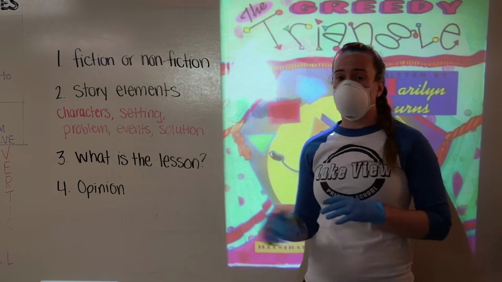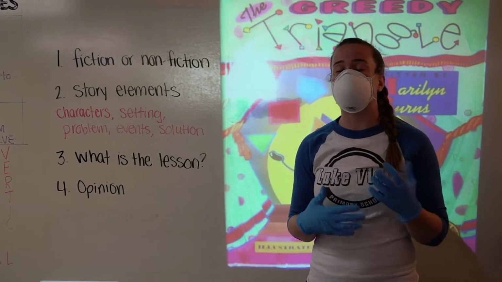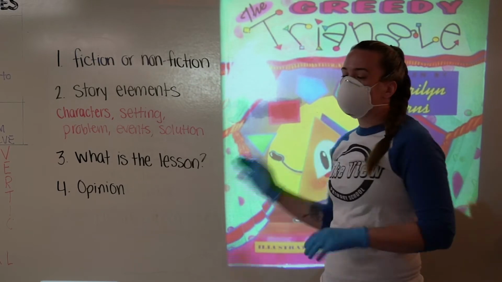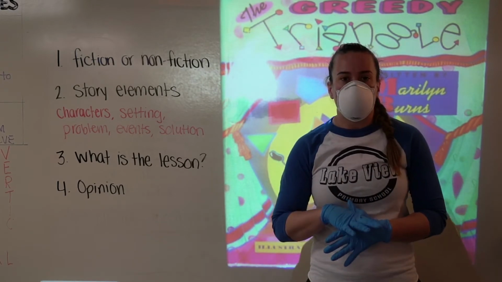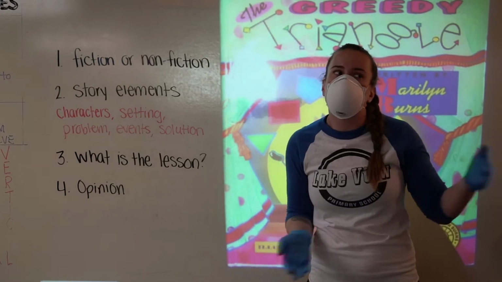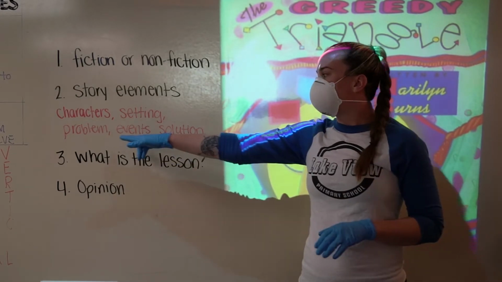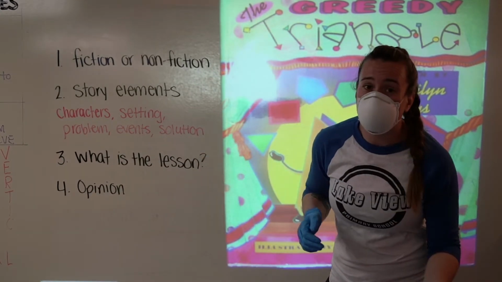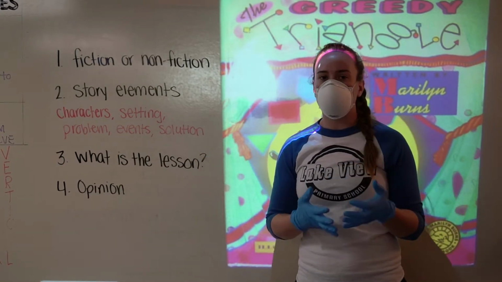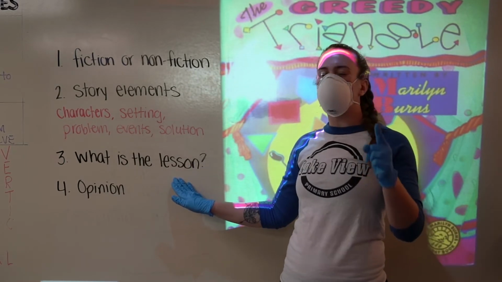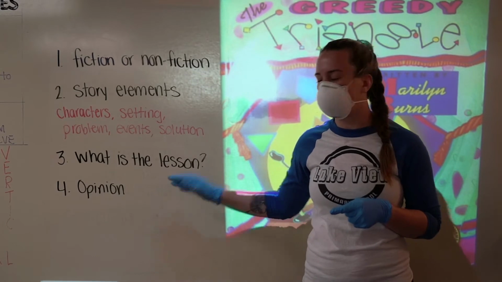A lot of us had trouble with this at the beginning of the year: what is the lesson, or what is the moral of the story. So this book has a very important lesson in it. Remember that when we look for lessons in stories, they normally happen towards the end of the book. And they also tie into the problem and the solution. So be a good detective, look for those clues in the book, and try and figure out, what is this story trying to teach you? What is supposed to be your takeaway from this story?